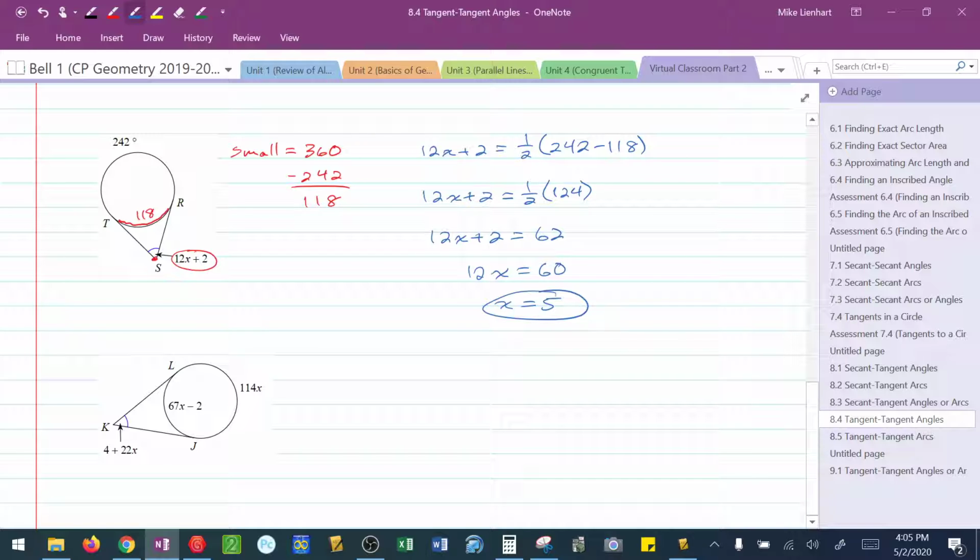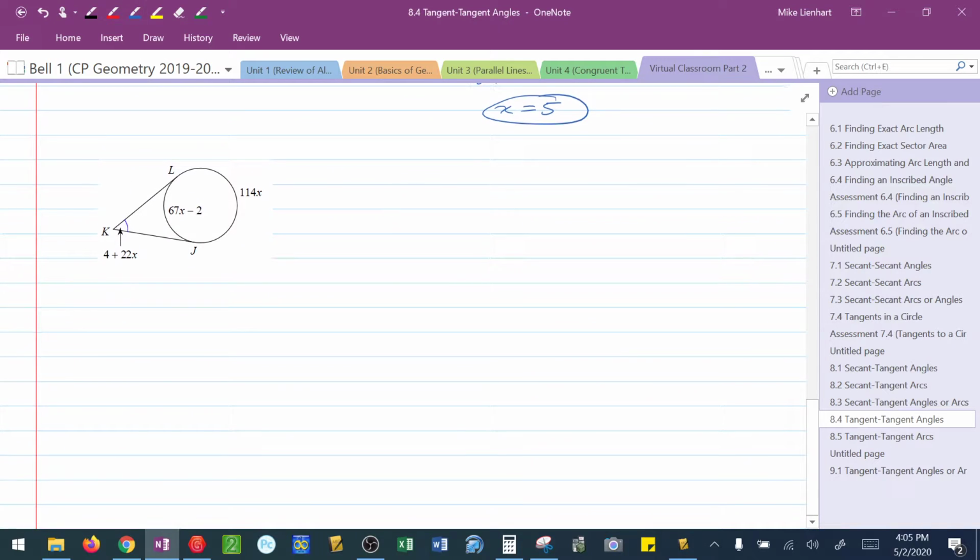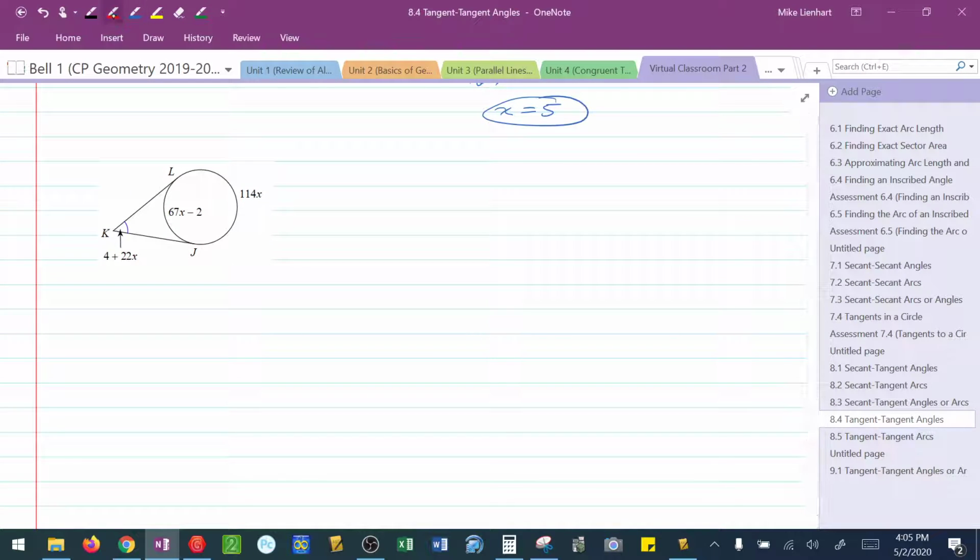One last example here. What about this? Well, this feels like it's going to be crazy. It's really not. You have the vertex out. So to find the angle when the vertex is out, we're going to go big arc minus small arc. Half of big minus small. So here we go. I'm going to write it all out now.